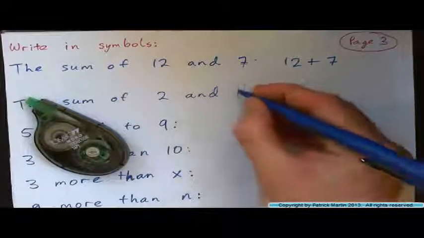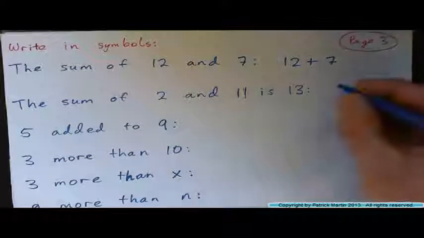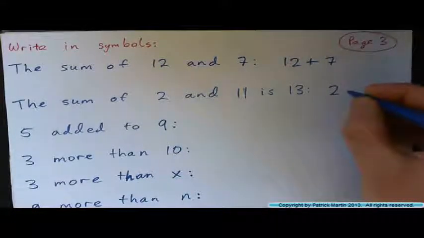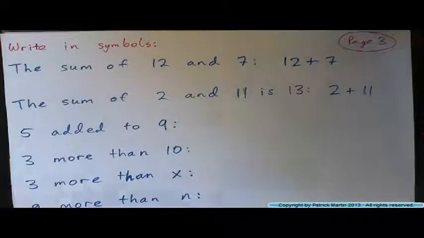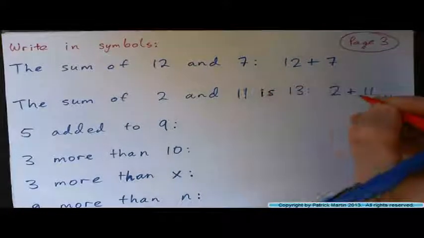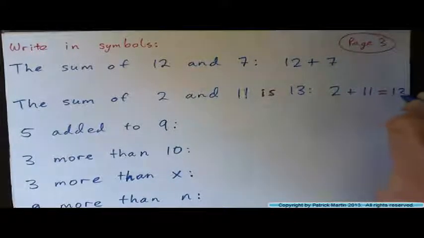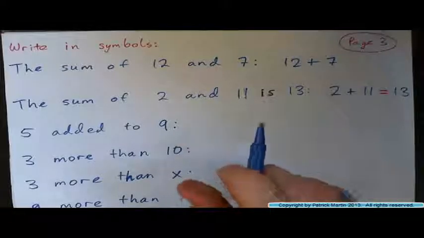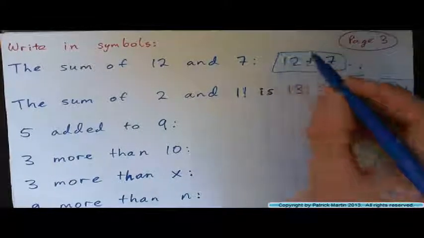The sum of 2 and 11 is 13. 2 plus 11. And how did we do is? How do we represent is? Equals, right? Equals 13. So the answer is 2 plus 11 equals 13. Okay. This one was just 12 plus 7.